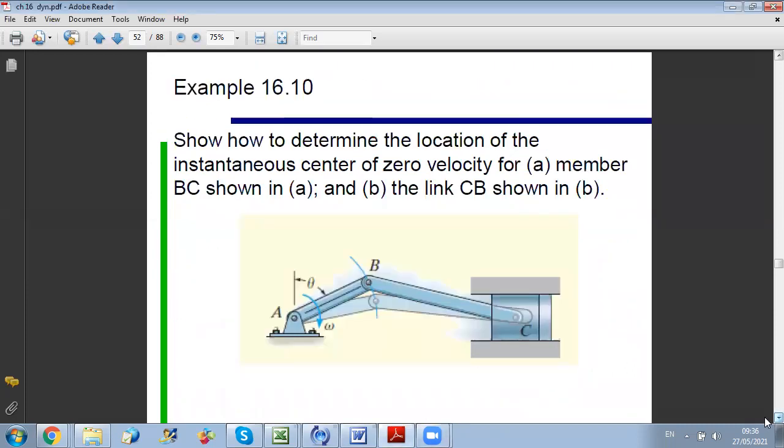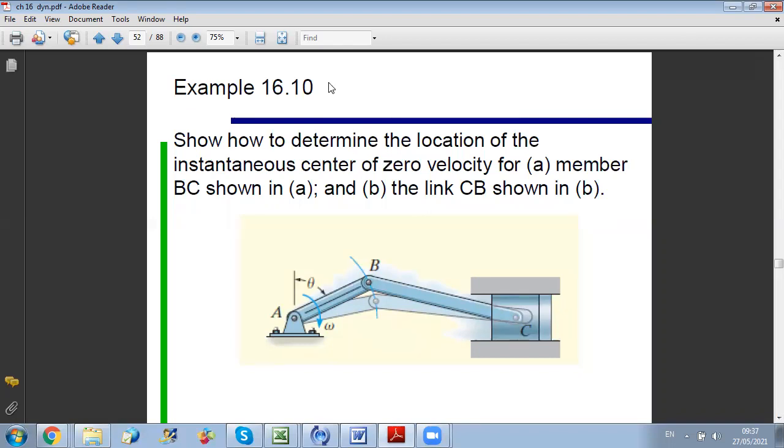Let us do some examples to see how we can work with the instantaneous center. Show how to determine the location of the instantaneous center of zero velocity for member BC shown and member CB shown in the figure. Okay, so first, let us look at the first figure A. This is the first figure. We have two rods AB and BC connected through point B. And our purpose is to determine the location of the instantaneous center of BC.